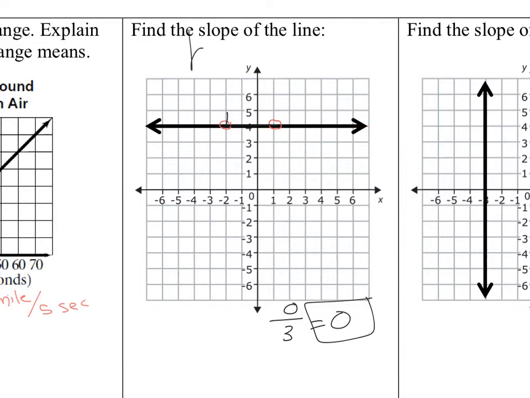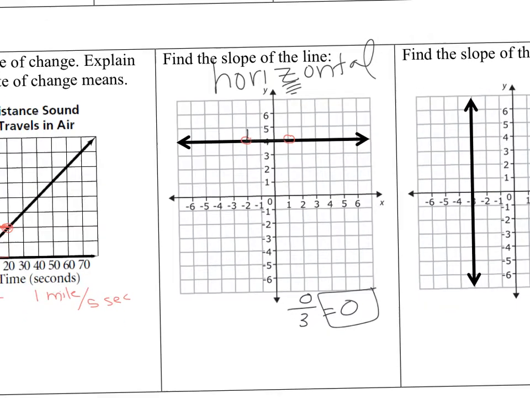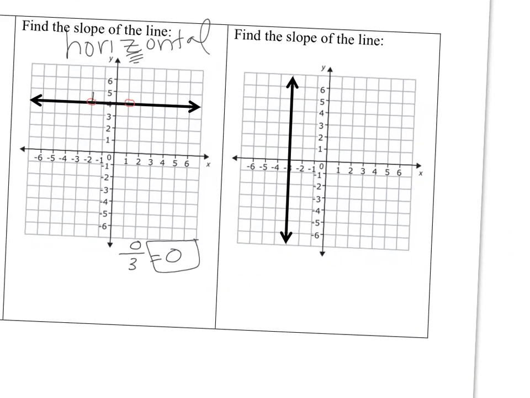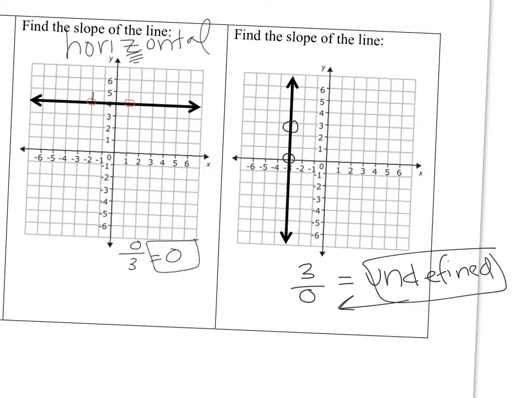Another way to do it, or memorize it, is that horizontal has a 0 in it, or has a z in it. And this line is vertical, so if you pick 2 points on here, change in y is 3 divided by change in x is 0, so that's undefined. So a vertical line is undefined. Or anything over 0 is undefined.